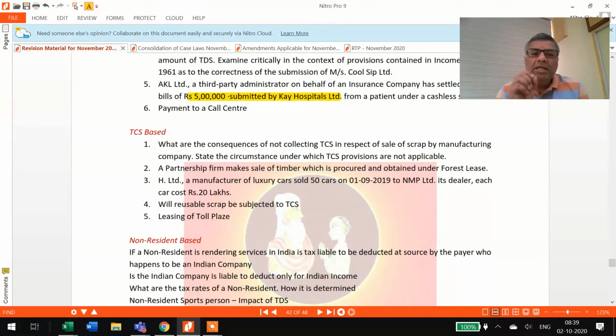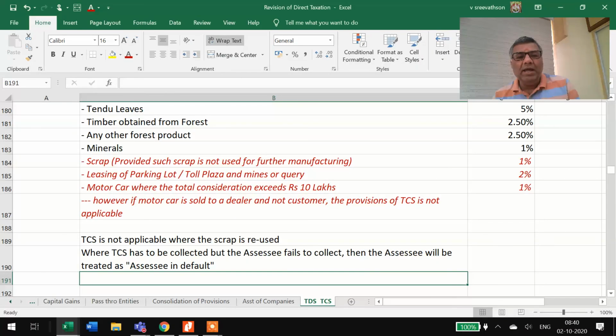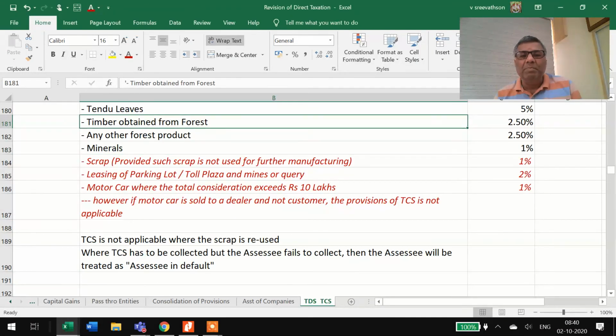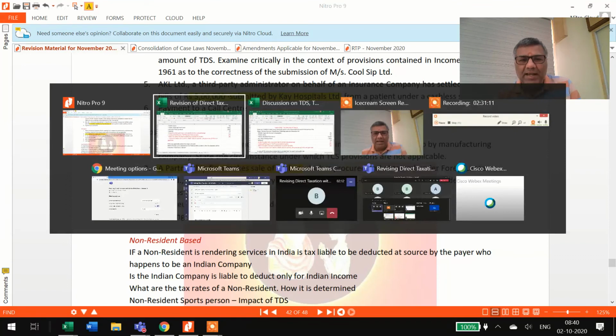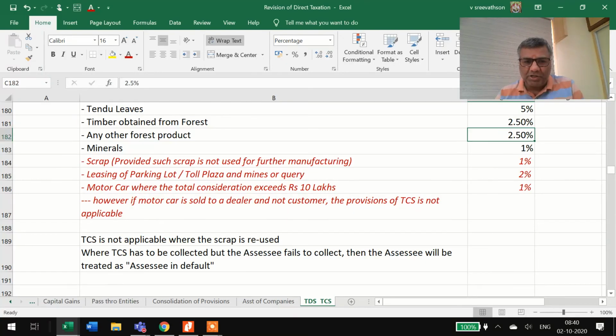This is the question I told you. A partnership firm makes a sale of timber which is obtained under a forest lease. This comes under timber obtained under forest lease, 2.5%. So 2.5% is the tax to be collected at source.